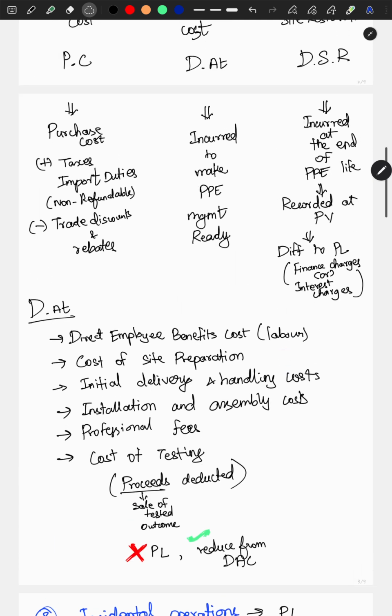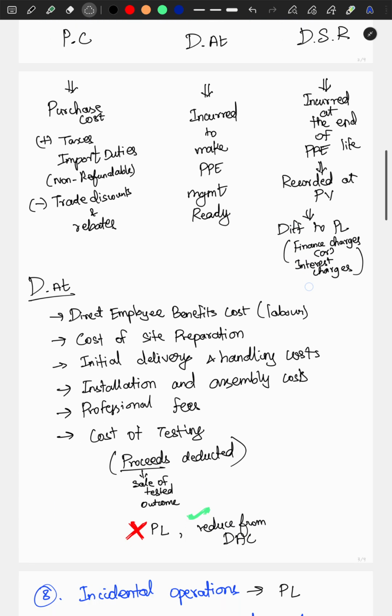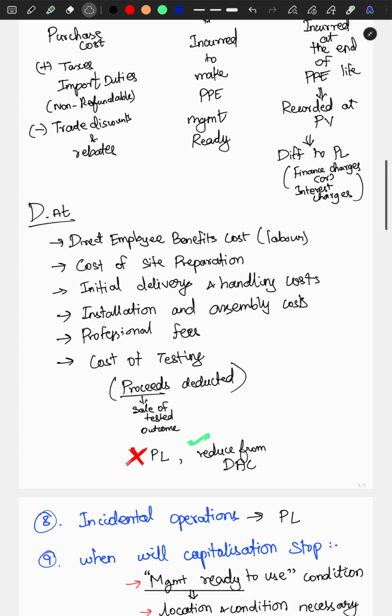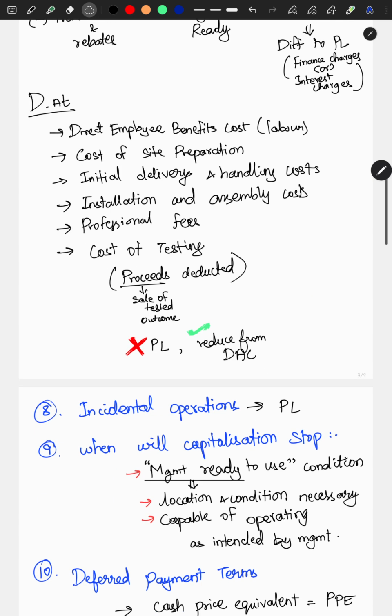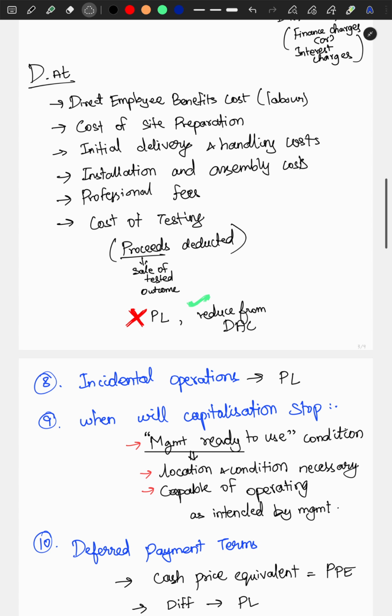This directly attributable cost includes direct labor and employment benefits cost, which is the labor charge for the installation and those things. Cost of site preparation, initial delivery and handling cost, installation and assembly cost, and professional fees, if any, for acquiring. Then cost of testing can be added as directly attributable cost.